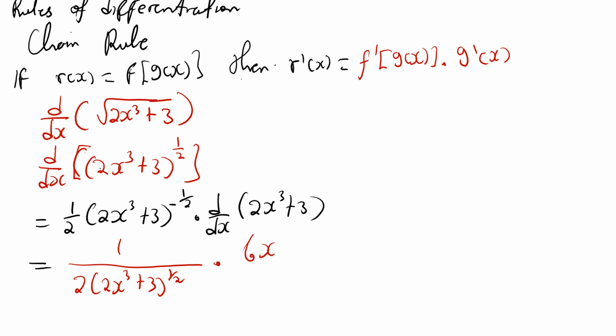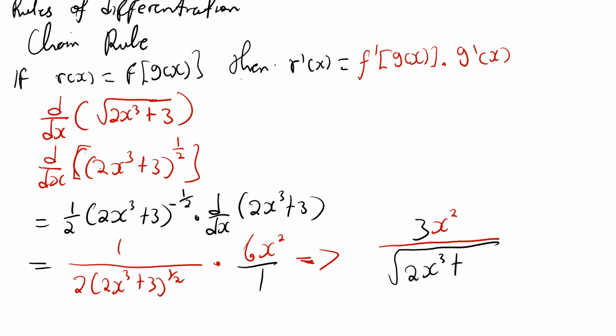So our answer, we can write it as 6x squared all over, okay, before that, this 6 will divide with this 2 here. Then we'll be having 3 instead of 6x squared, because this is like 6x squared over 1. So 6 and 2 will divide each other, and then we'll be left with 3x squared over, let me write this as square root of 2x cubed plus 3. So that is the derivative of square root of 2x cubed plus 3.